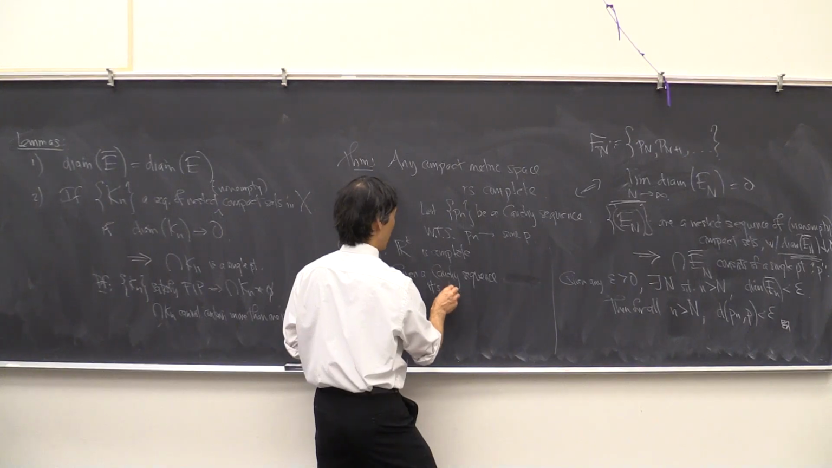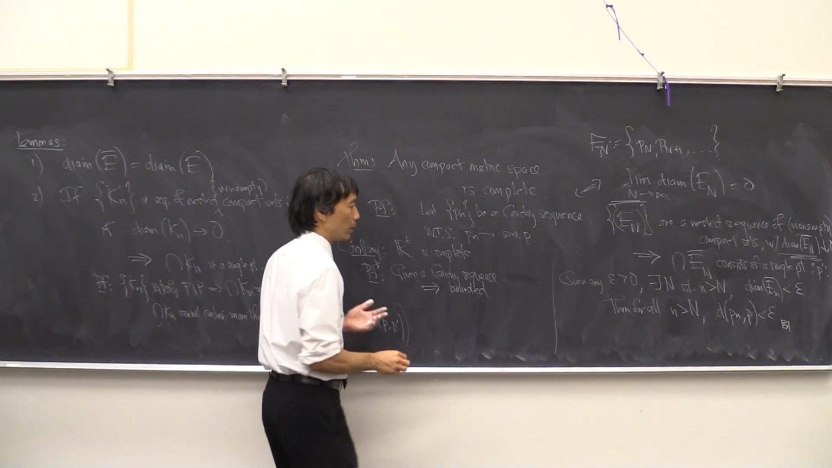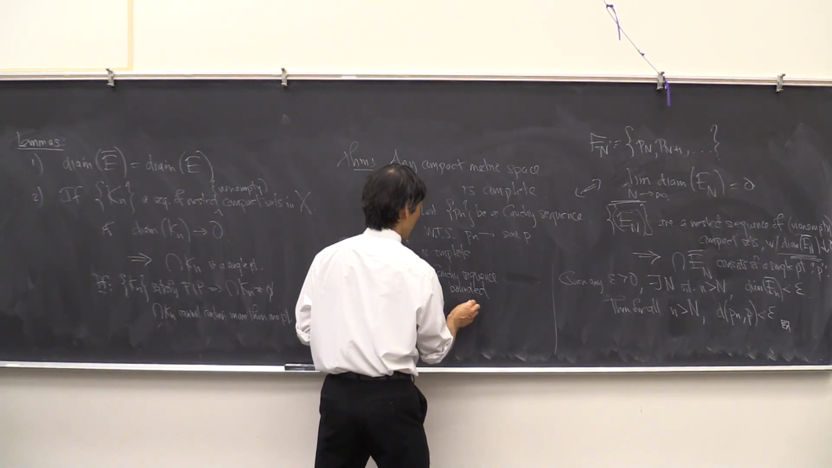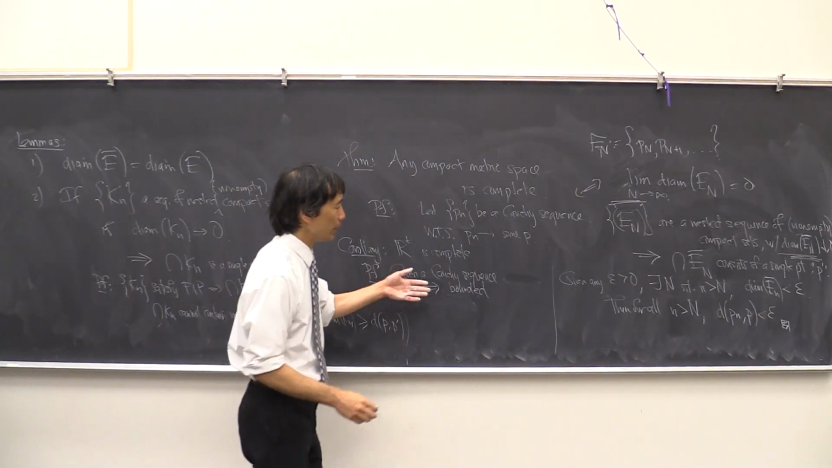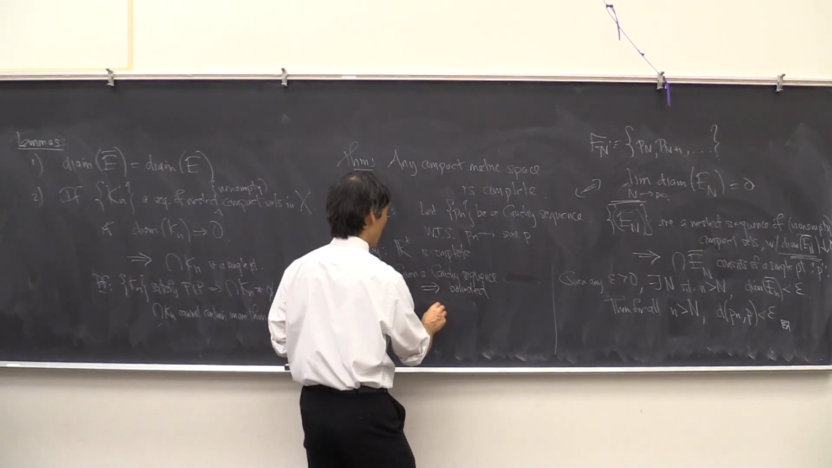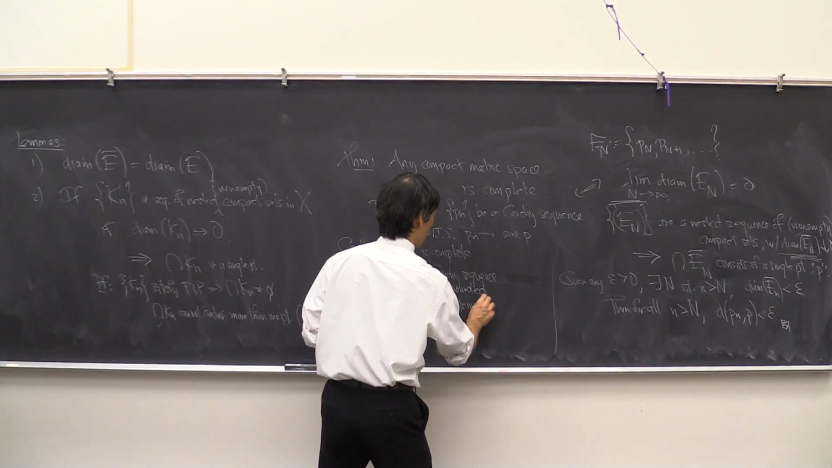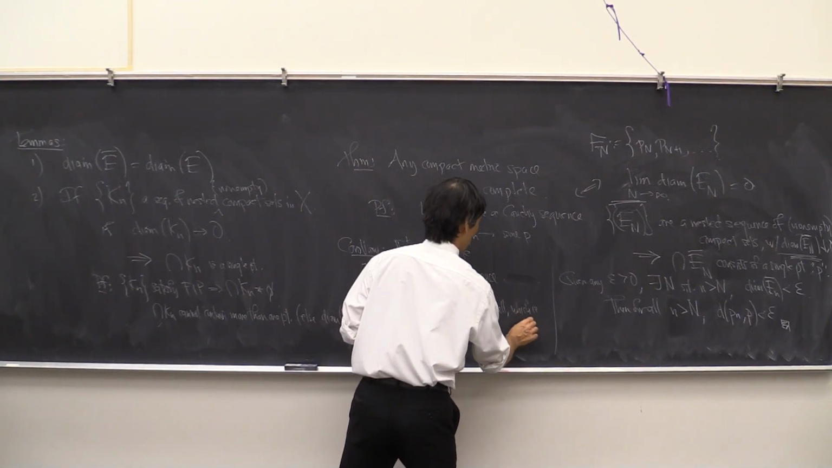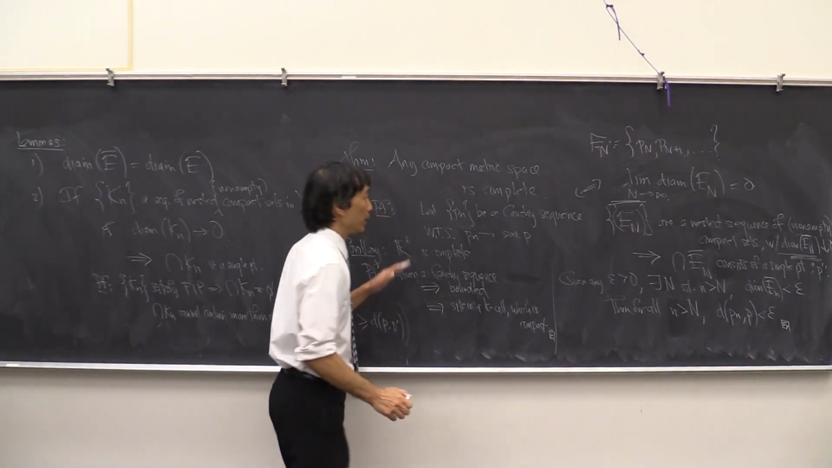A sequence being Cauchy means that it's bounded. So it sits in a k-cell, and we don't really even need that. It's bounded, so we know that it lives in a compact set. So it sits in a k-cell, which is compact. And then you're done.